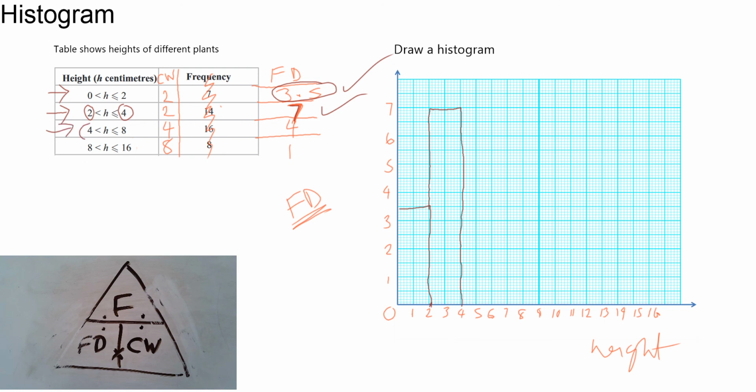Next, it's going from 4 to 8. So this bar is going to be a little bit thicker. So 4 to 8, and it's got a height of 4. The frequency density is going to be 4. So from 4 to 8, and I'm going to rise it up to 4, a frequency density of 4.